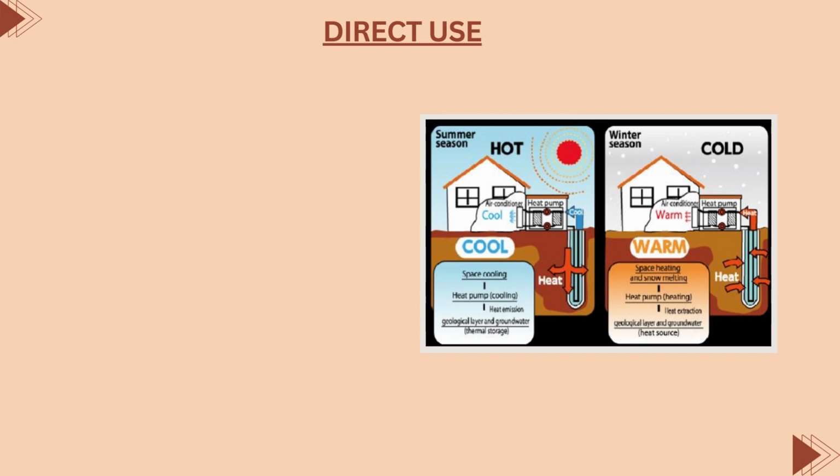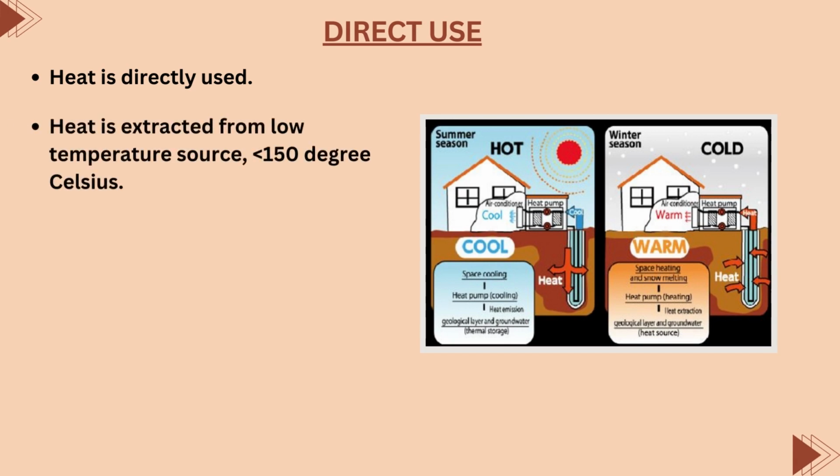So for direct use, the heat that is available beneath the earth, that is geothermal energy, is directly used for heating purposes. In this process, the heat is generally extracted from a low temperature source. Generally the temperature is below 150 degrees centigrade for direct use.